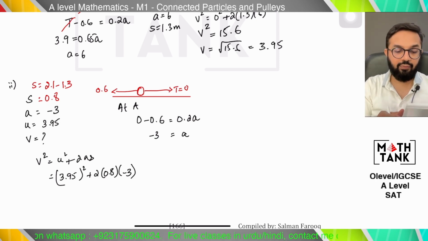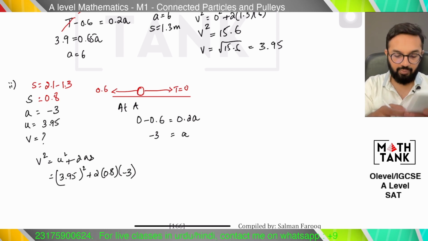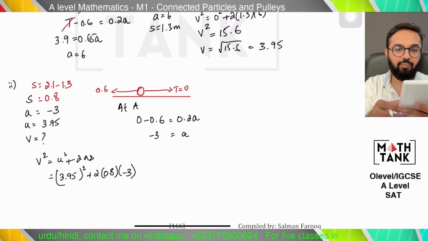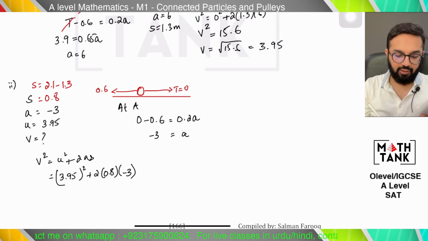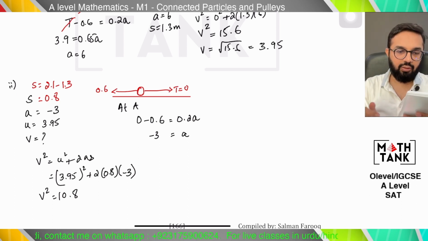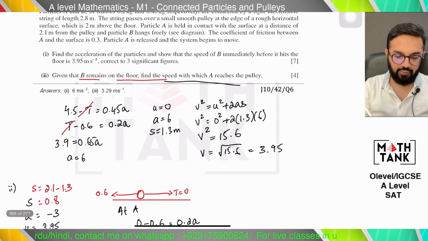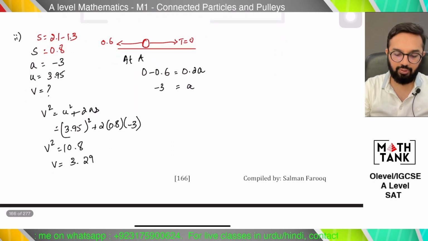Okay, so let's try finding that. 3.95 squared plus 2 times 0.8 times minus 3. 10.8. Okay, root of 10.8. 3.29. Is that the correct answer? Yes, that is the correct answer, meters per second.